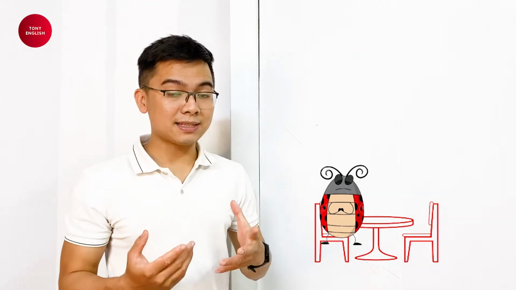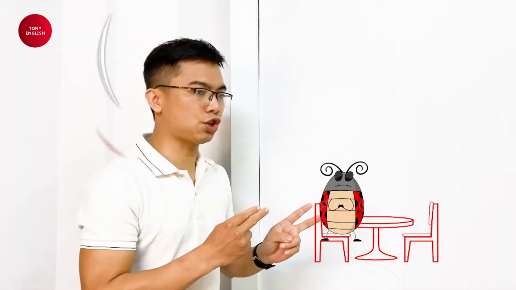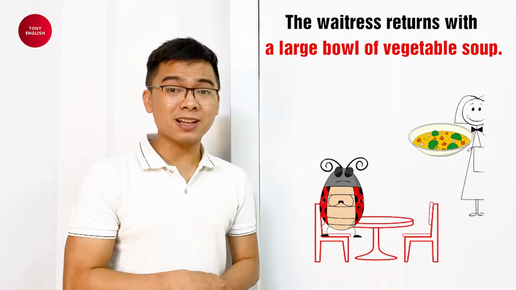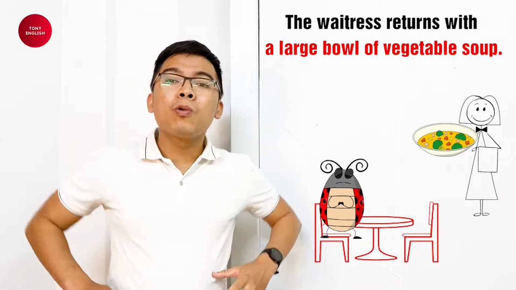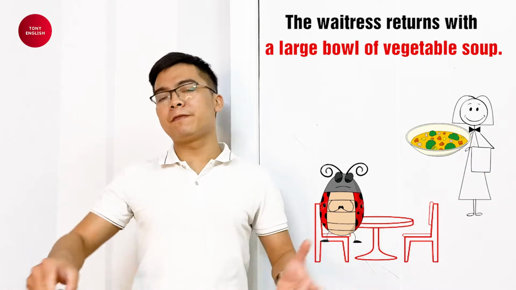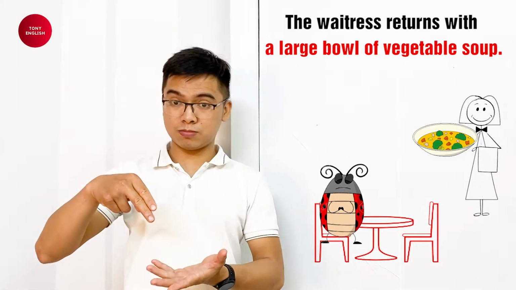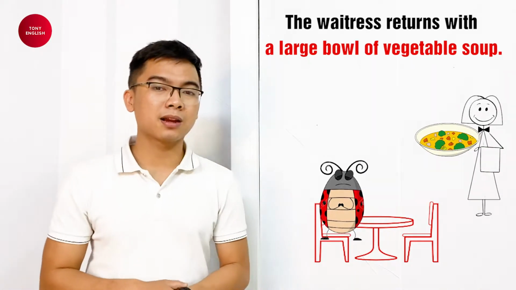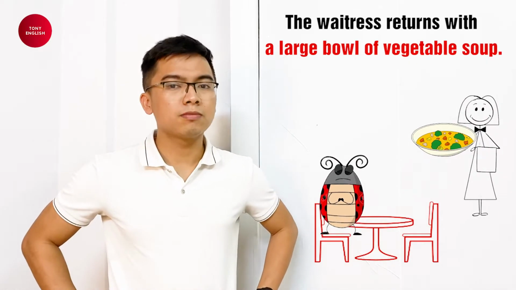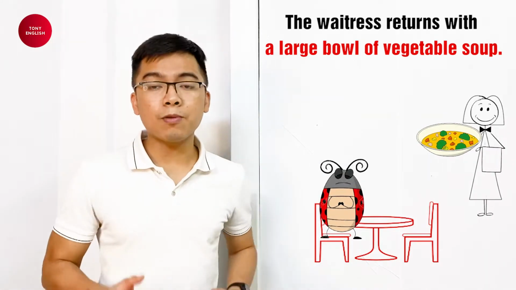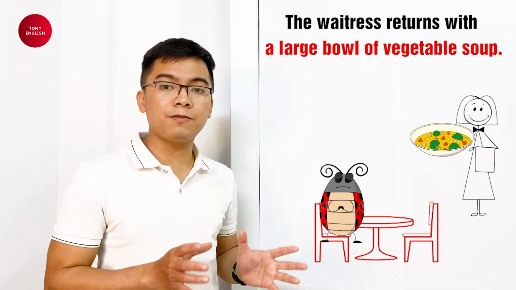Can you check my order, please? I'm starving, he says. And the waitress says, sure. Okay, and lastly, the food comes. The waitress returns with a long bowl of vegetable soup. Yeah, the waitress comes back with a soup. Food comes. Okay, so now we learn some individual words.